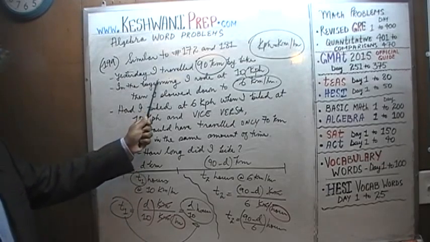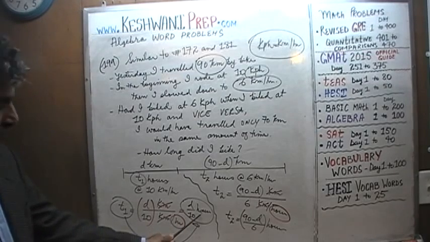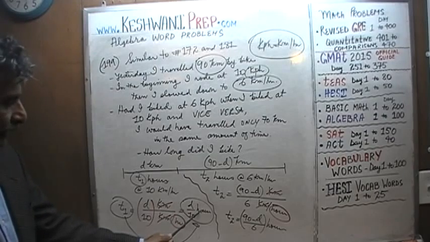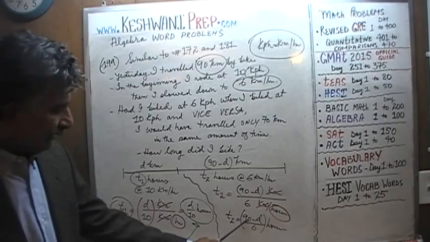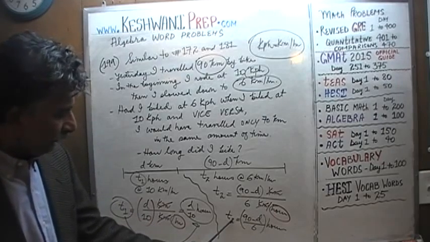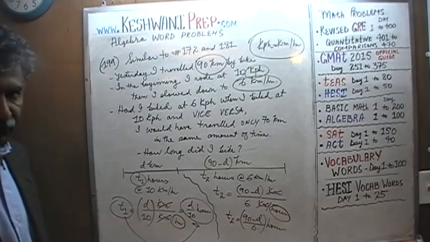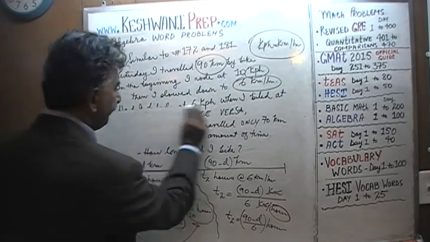Now, in the second half of the story, we're going to spend the same amount of time, d over 10 hours, but we're not going to go 10 kilometers per hour. We're going to spend d over 10 hours at 6 kilometers an hour. And we're going to spend 90 minus d over 6 hours going at not 6 kilometers per hour, but 10 kilometers per hour. We're going to switch the speeds. Let's do it on the top.